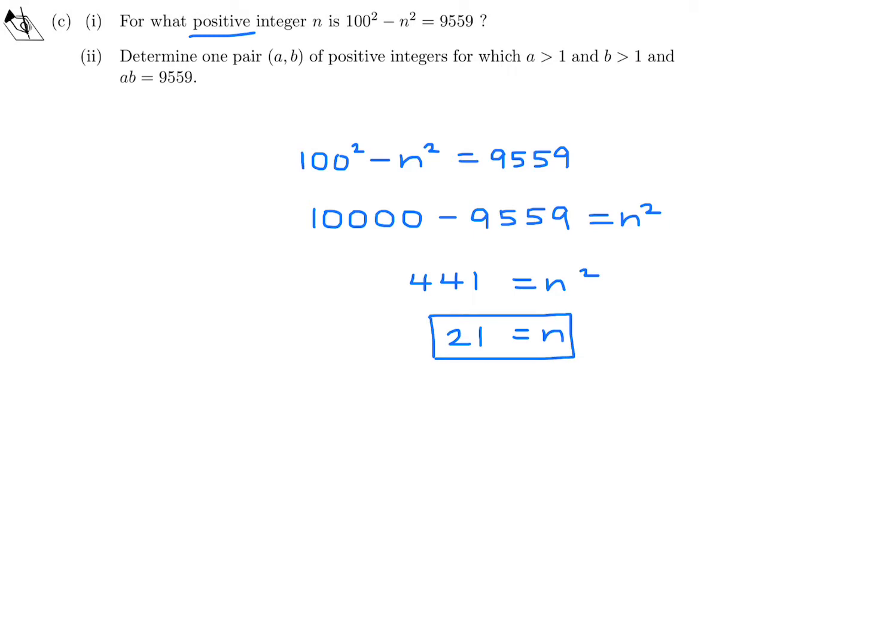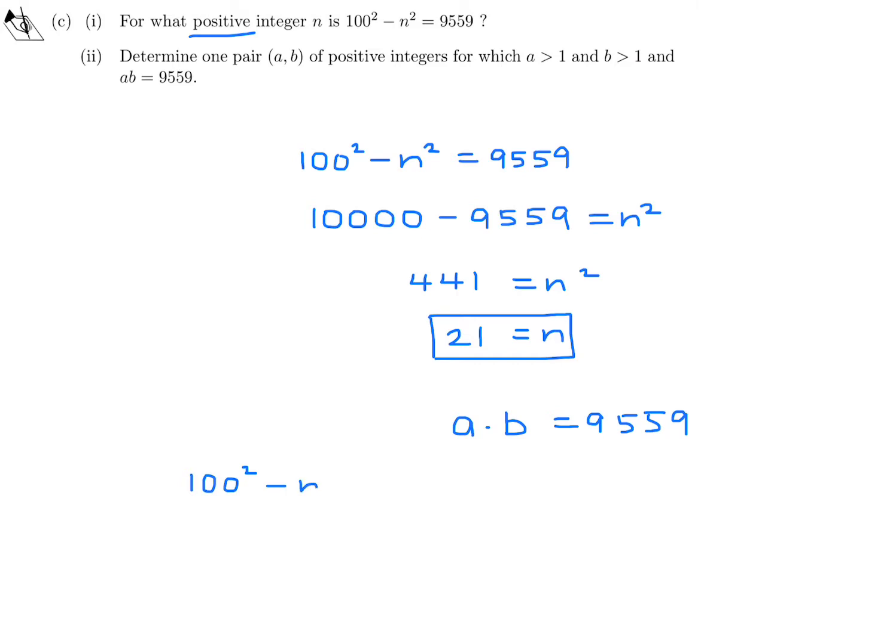Part 2. Determine one pair A, B of positive integers for which A is greater than 1 and B is greater than 1, and AB is equal to 9559. A times B is equal to 9559. Now you can play around with this, get your calculator. Let's see, does it divide by 2? No. 3? No. 4? And that would take a long time. So what you do is you use part A.